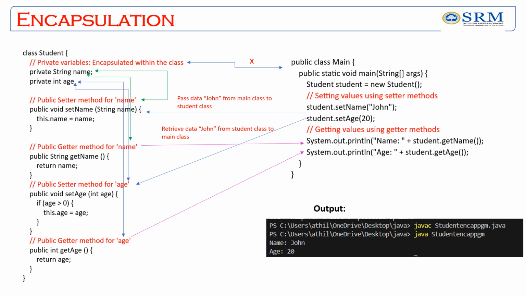And next, for getting values using getter methods, I have written student.getName. The student.getName method will call the getName method in the Student class, and it will retrieve the value name from the Student class, and it will display that value in the main class. And next, student.getAge will again call the getAge method in the Student class, and it will display the age in the main class.